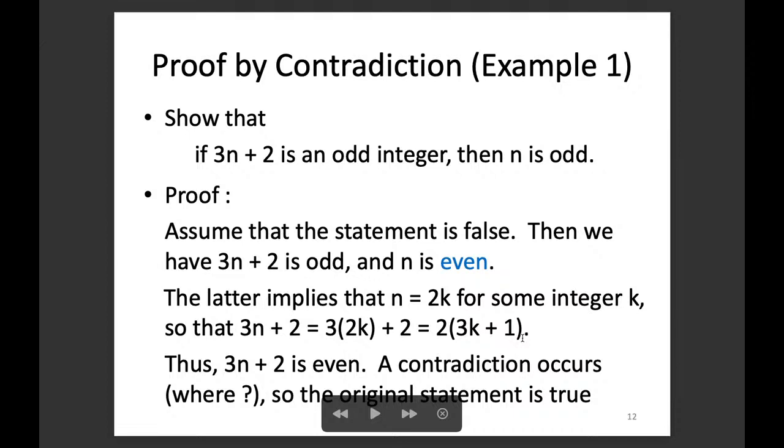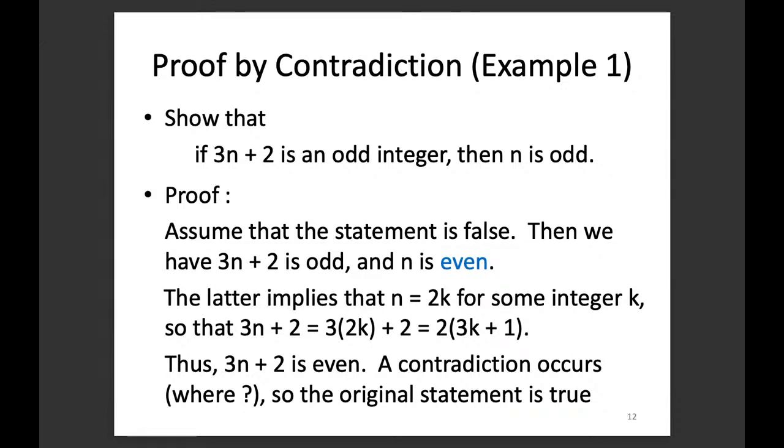So what do we have? We now have 3n + 2 is even. This is something that we can obtain from the logical deduction based on our premises. And then we also have a premise that says 3n + 2 is odd. So these two statements cannot be true at the same time. We have a certain statement, let's call it S, and another statement, not S, together to be true. So we arrive at a contradiction because we are saying that S and not S.